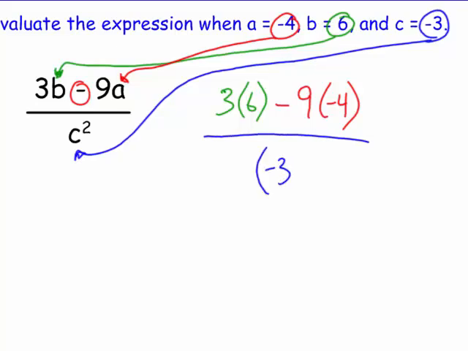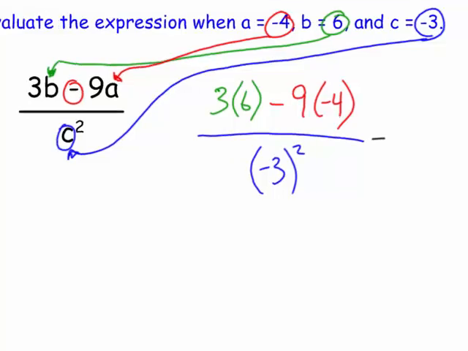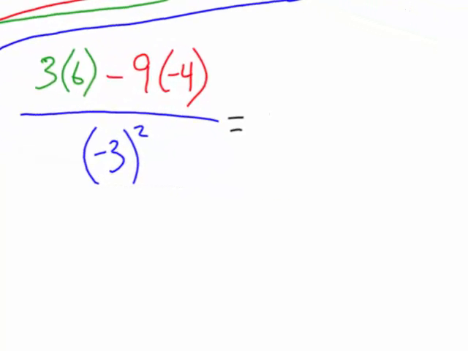So -3, well, does that square go inside the parentheses or outside? Well, it's outside the C, so let's put it outside the parentheses. That's important. That's going to make a difference. So those are some key things. Just be careful when you plug in. So now let's simplify this guy here. Well, 3 times 6 is 18. That's good. And then think about this here.